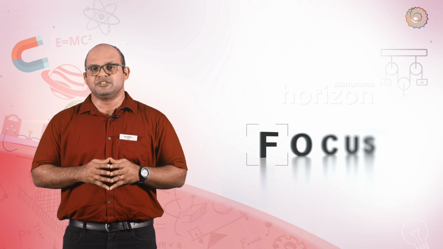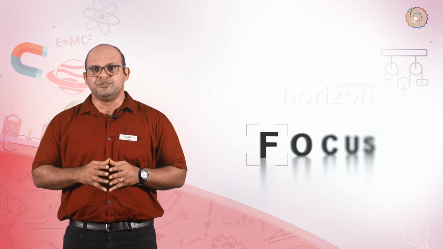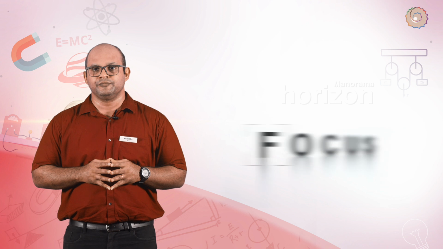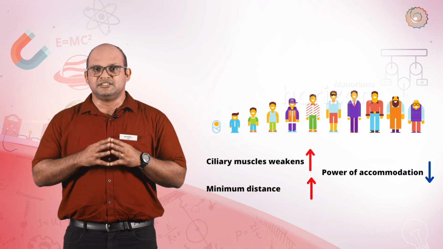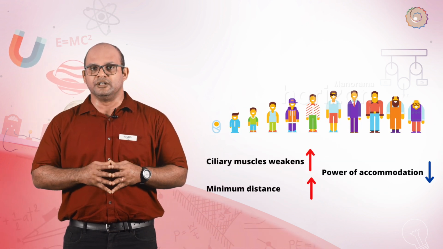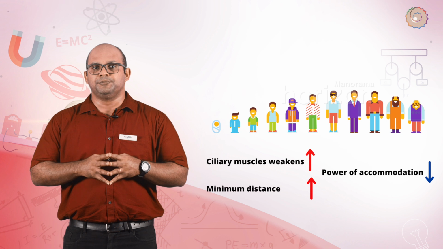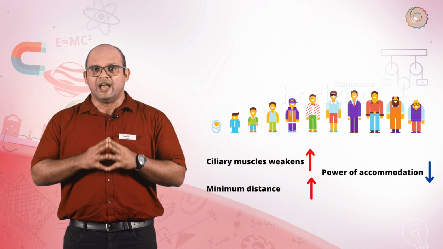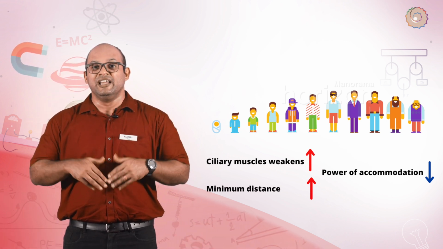The minimum distance at which you can see an object sharply determines the power of accommodation of your eye. As we age, the ciliary muscles become progressively weaker, and as a result, our power of accommodation reduces and the minimum distance at which you can see an image sharply increases.